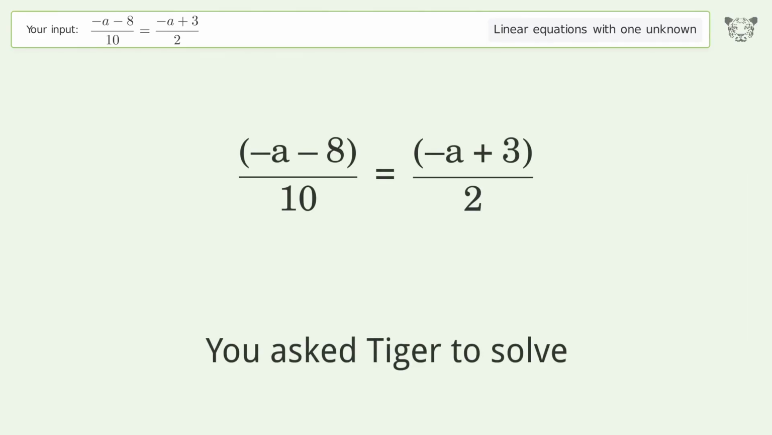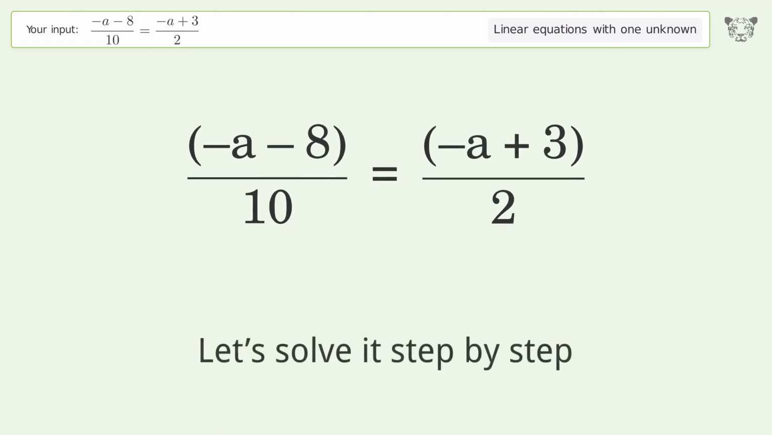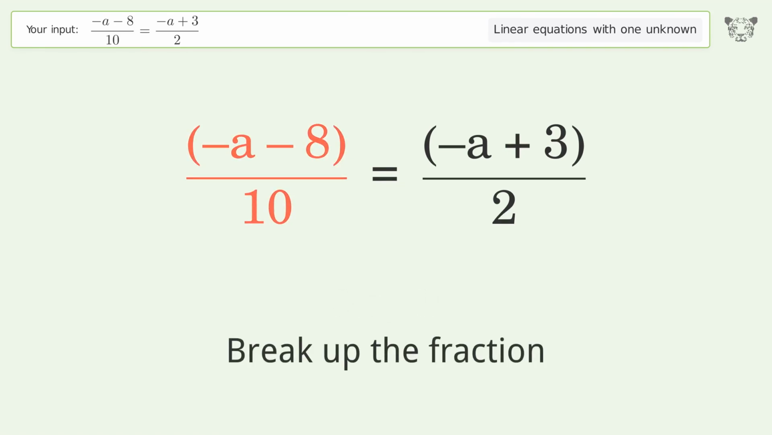You ask Tiger to solve. This deals with linear equations with one unknown. The final result is a equals 23 over 4. Let's solve it step by step. Simplify the expression. Break up the fraction.